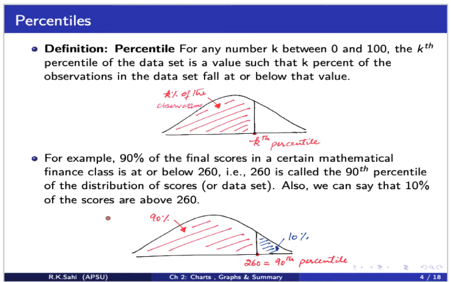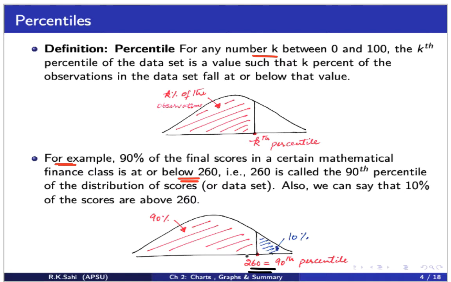Now, what's a percentile? A percentile simply means any number k between 0 and 100 such that the kth percentile of a data set is a value where k% of the observations in the data set fall above or below that value. Let's take an example which will make things clear. Now, suppose an exam was given in a mathematical finance class and they found that 90% of the final scores were at or below 260, which simply means that 260 is the 90th percentile.